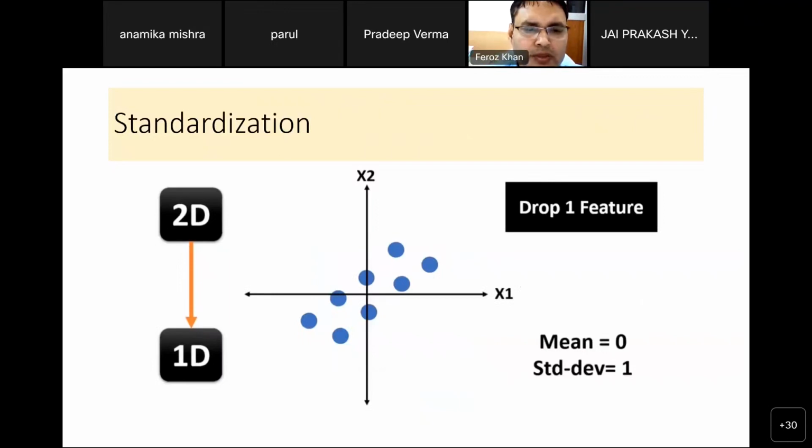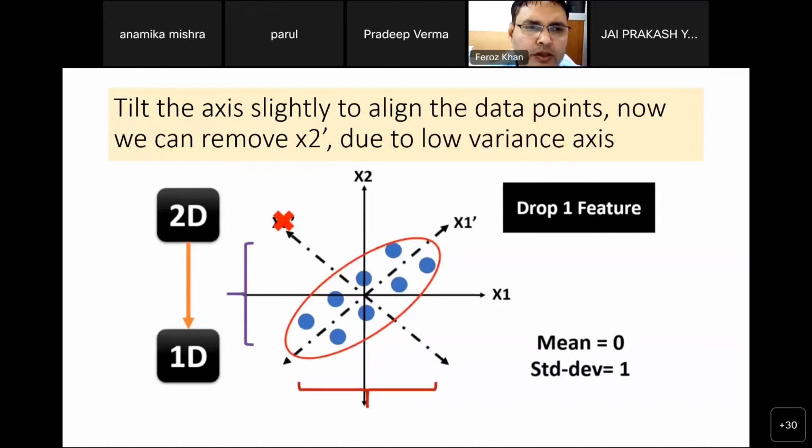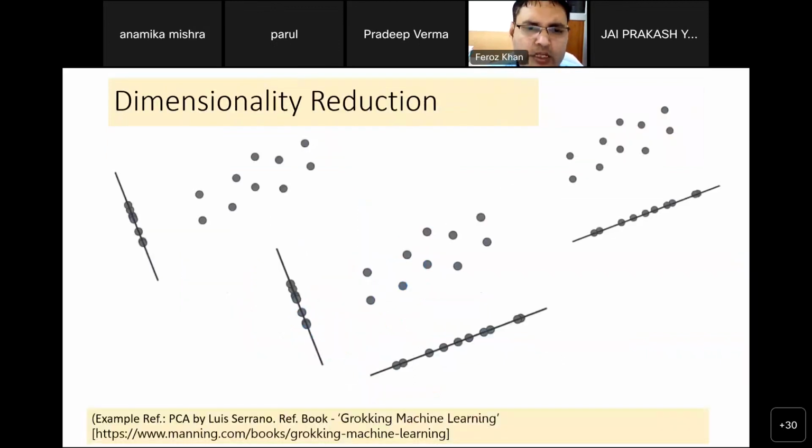In the standardization process, if you go through the data points, we normally move the axis to the middle first and then rotate the axis. So we tilt the axis slightly to align with the data points. Now we can remove the y-axis, which is x2, due to low variance, and only one axis will remain. So if you plot the data points on the axis, it looks like this, one from left to right.